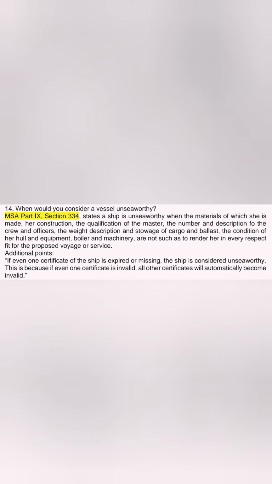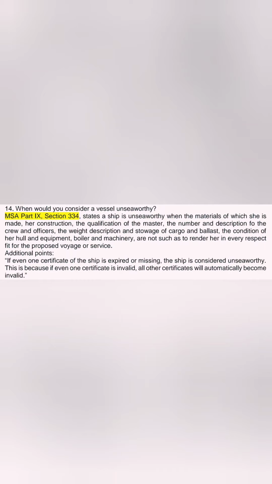Next question, when would you consider a vessel unseaworthy? MSA Act Part 9, Section 334 states a ship is unseaworthy when the material of which she is made, her construction, the qualification of master, the number and description of the crew and officers, the weight, description, and stowage of cargo and ballast, the condition of her hull and equipment, boiler and machinery are not such as to render her in every respect fit for the proposed voyage or service.